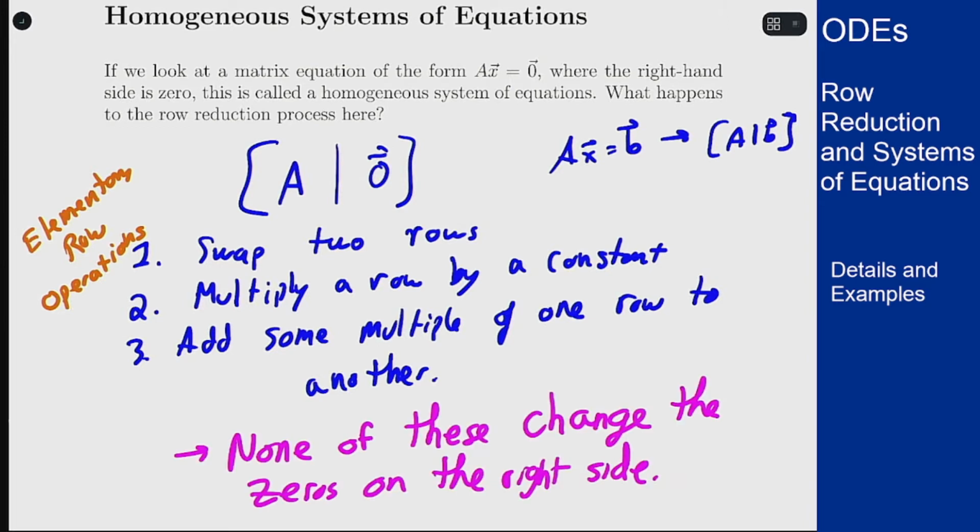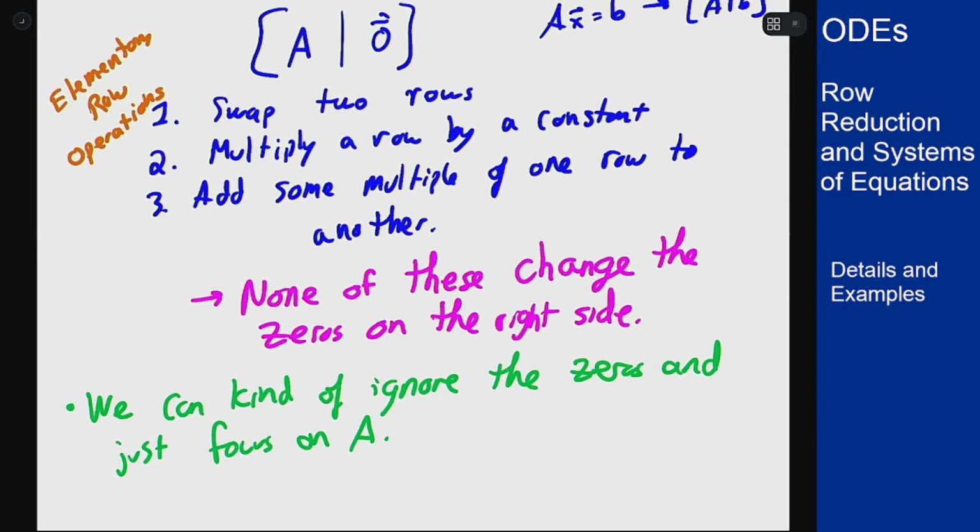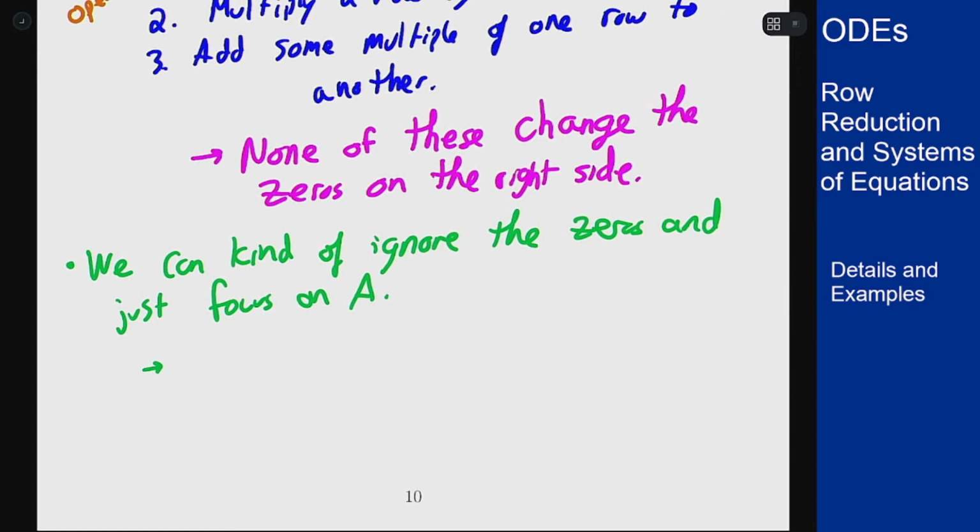No matter what we do, we're always going to have zeros on that side, which means we can ignore them and just focus on A itself. We can take just the matrix A and row reduce it into row echelon form, reduced row echelon form, and just realize at the end we're setting things equal to 0 so we can solve the equations afterward. So just row reduce the matrix A and then pair it up with the zeros at the end.